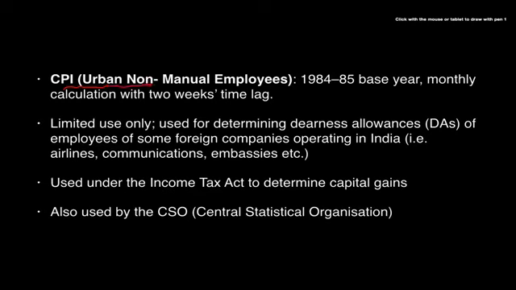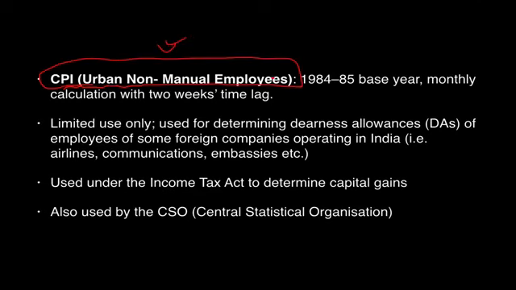Now CPI urban non-manual employees. Okay, is that understood? So for them 1984 is the base period, 2 months lag, monthly calculation. It has a very limited use. It is sometimes used for determination of DA of some foreign companies, like embassies. I just told you embassies were excluded, so here they are included.